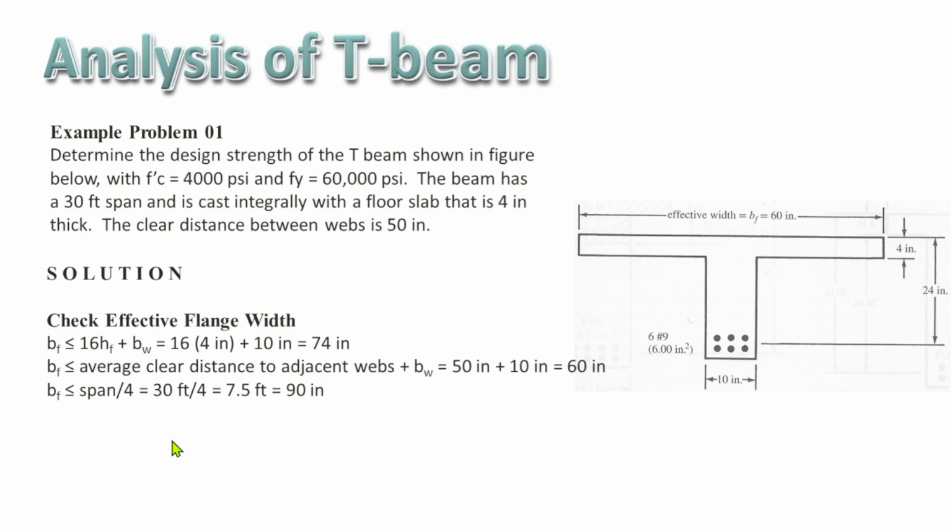The third one is that the effective width should be less than or equal to the span of the beam divided by 4. So we have 30 feet divided by 4. We will get 7.5 feet, equal to 90 inches.